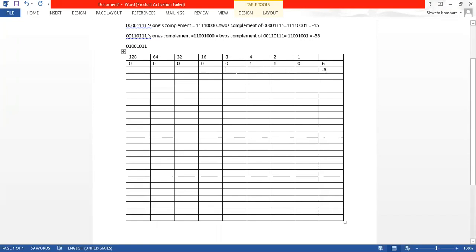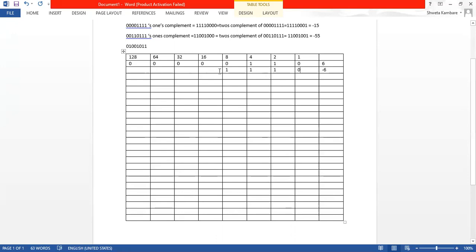Let's first represent minus 6 by using only 4 bits. For minus 6, again there are two methods which we have discussed in our last lecture. First method is sign magnitude representation and second method is 2's complement representation. At first let's talk about sign magnitude representation. So for sign magnitude representation this will be 1 1 1 0.